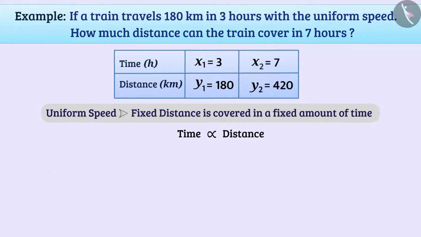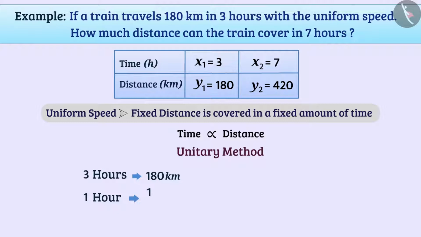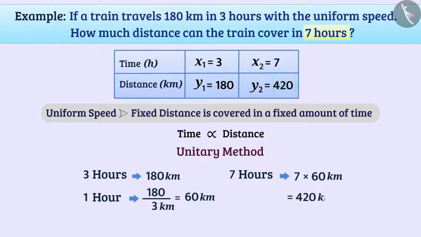Can we solve it with the unitary method too? Think. Absolutely right. We can solve it with the unitary method. The train covers a distance of 180 km in 3 hours. In this way, in 1 hour, it covers 180 by 3 km distance, that is 60 km. Therefore, in 7 hours, the train will cover a distance of 7 multiplied by 60 km, which is equal to 420 km.